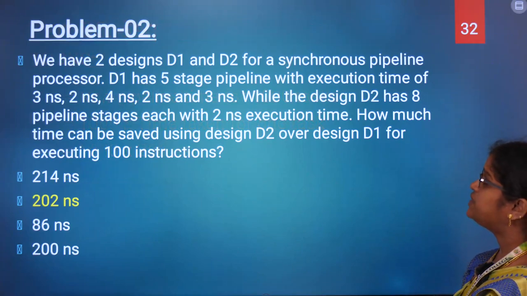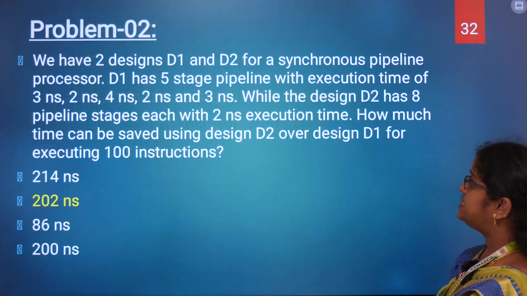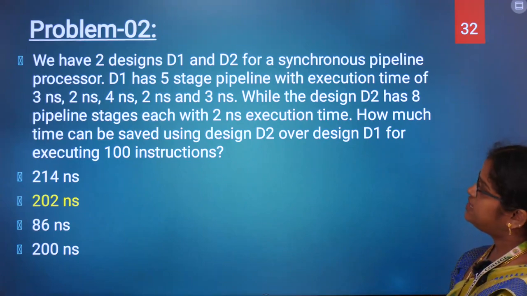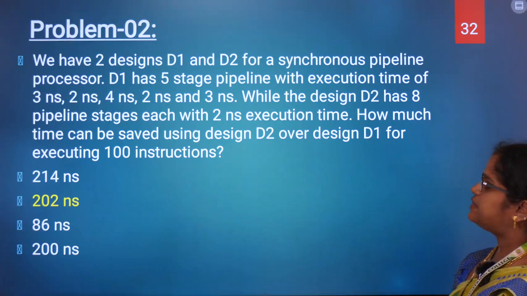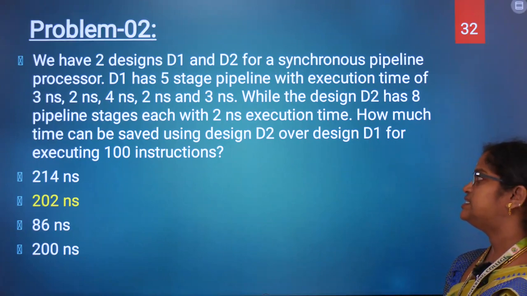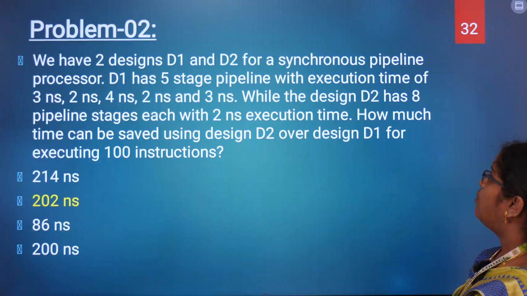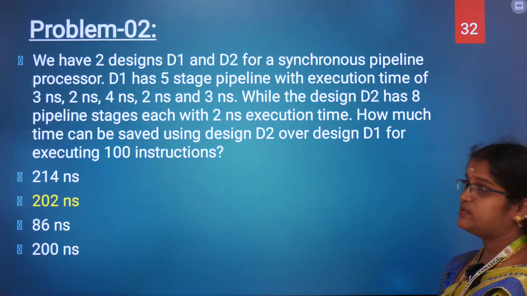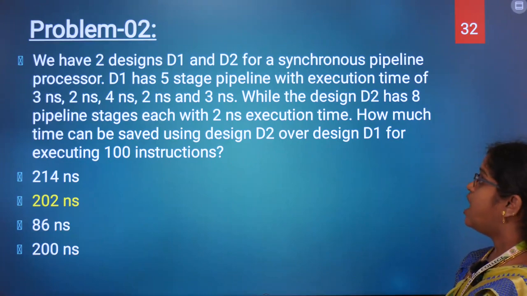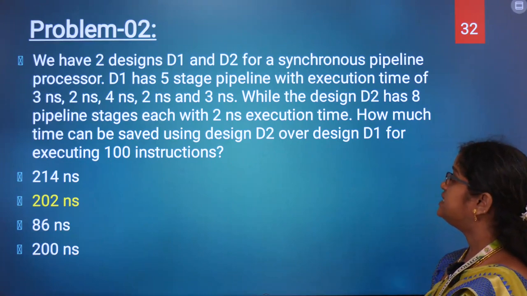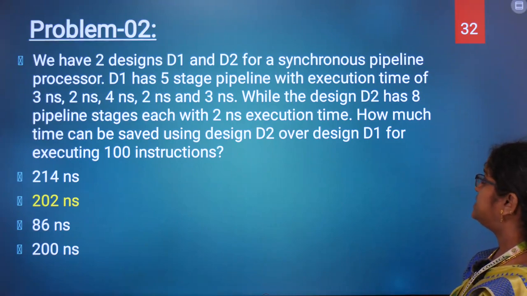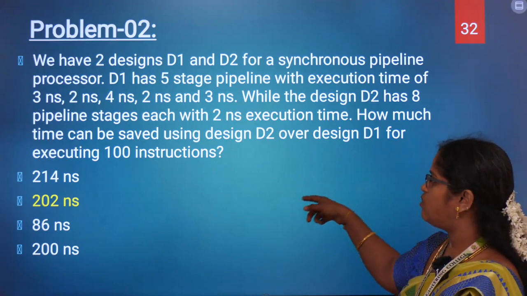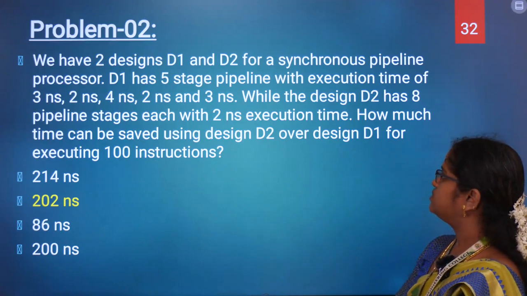So the second problem: we have two designs D1 and D2 for a synchronous pipeline process. D1 is a 5-stage pipeline with execution times of 3ns, 2ns, 4ns, 2ns and 3ns, while design D2 has 8 pipeline stages, each with 2ns execution time. How much time can be saved using design D2 over design D1 for executing 100 instructions? So these are the 4 options. Let's see how to solve this problem.